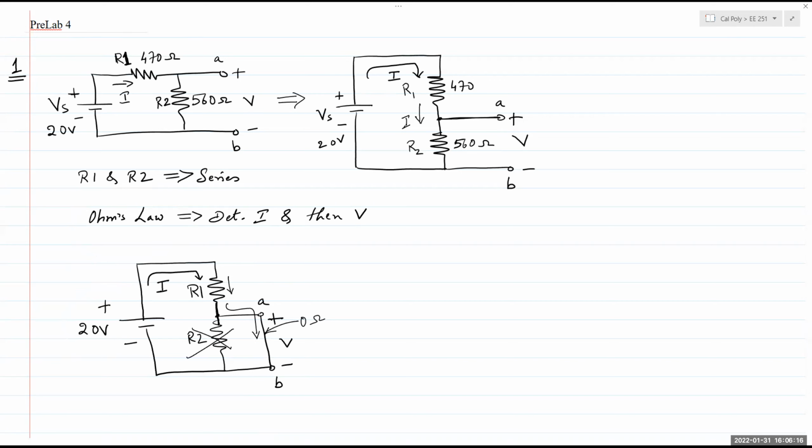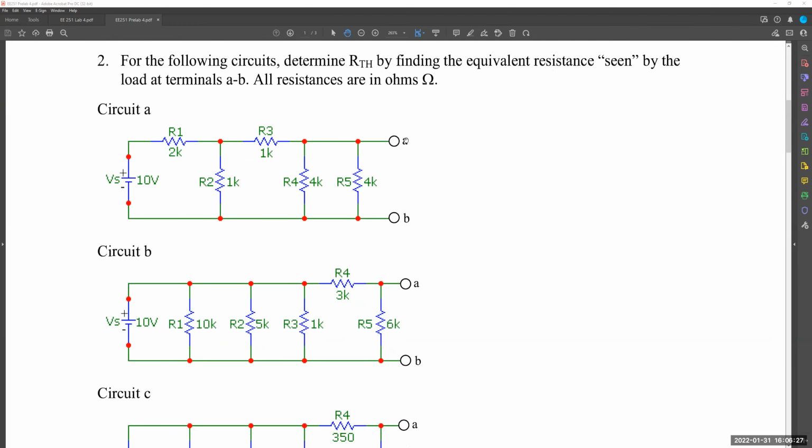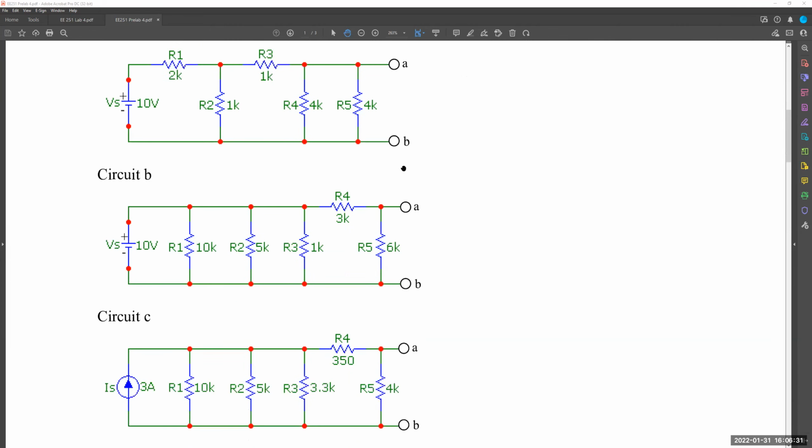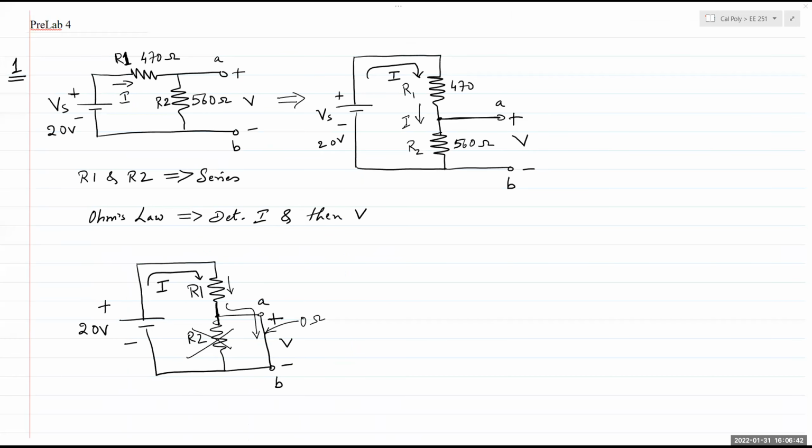Now, question number two. Question number two asks you to find the Thevenin resistance as seen by the load at terminals A and B. Okay, we have three circuits in here, A, B, and C. So to find the Thevenin resistance, all we need to do is find Req between the two terminals.